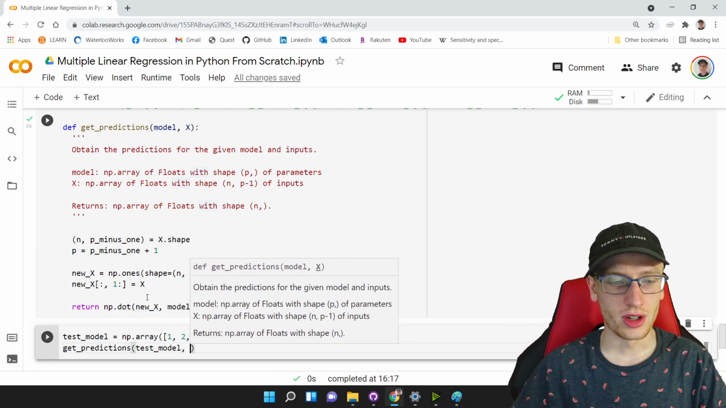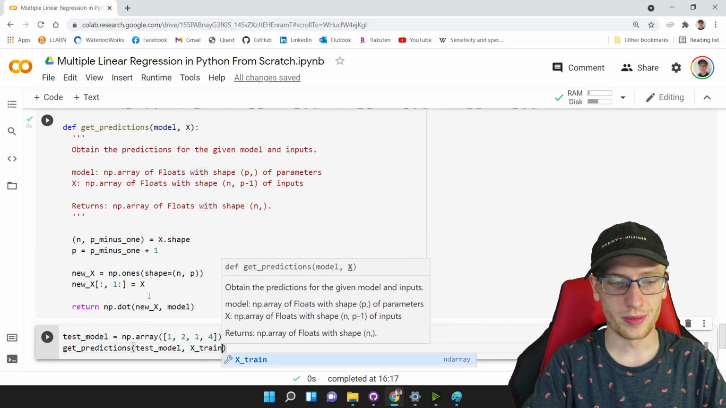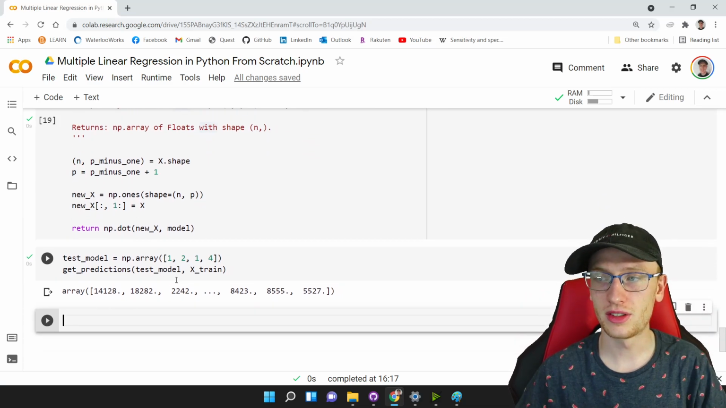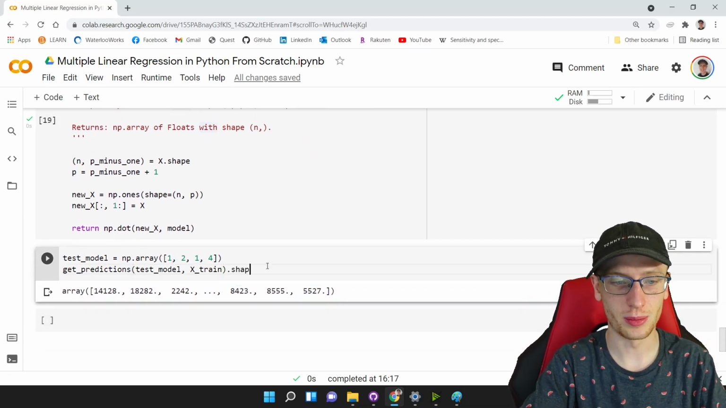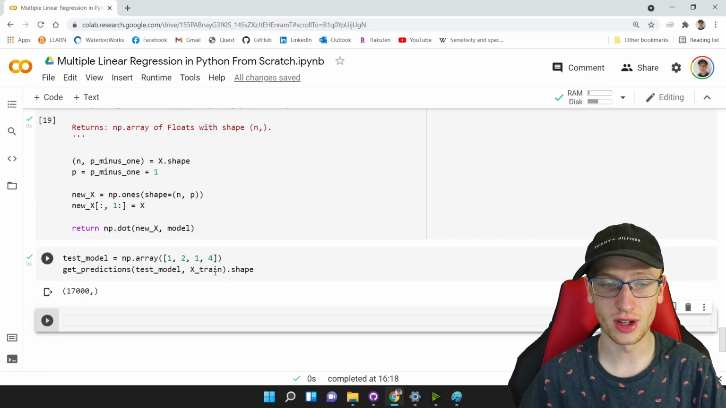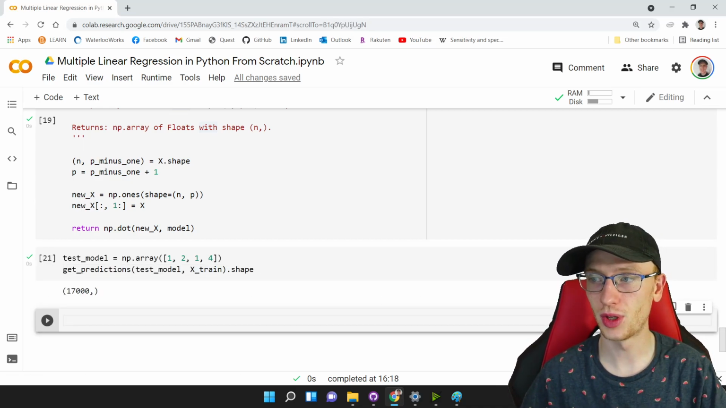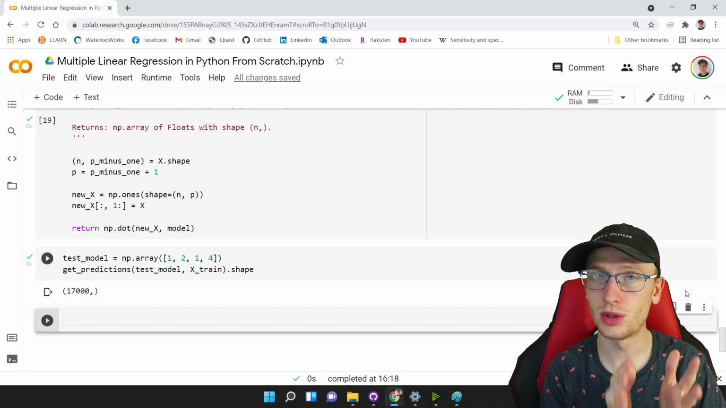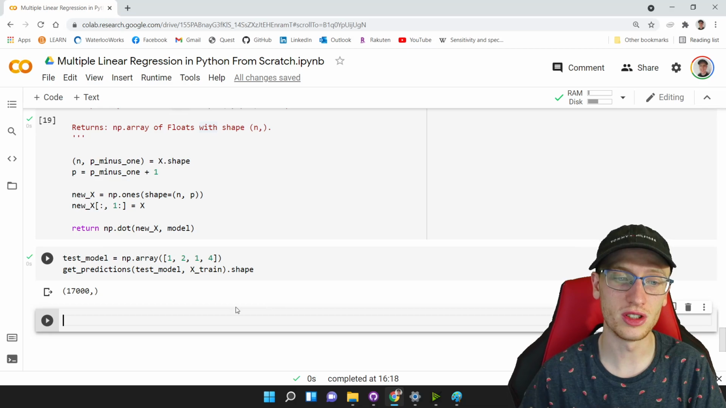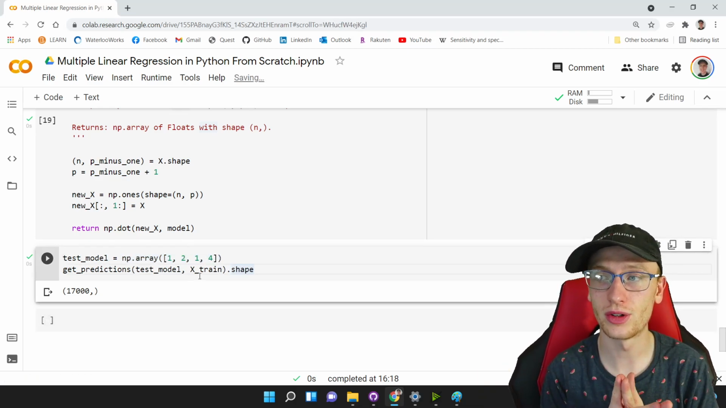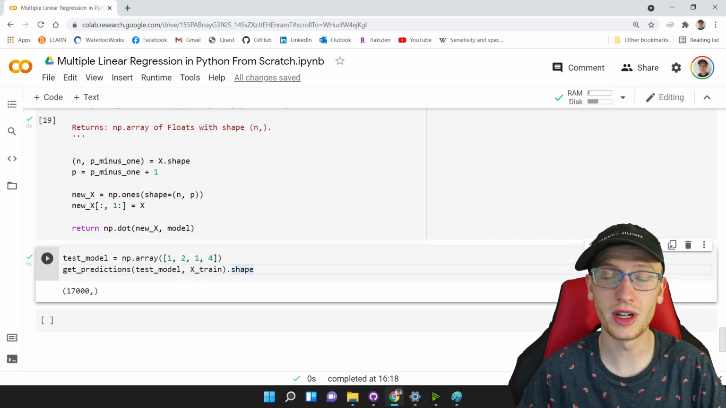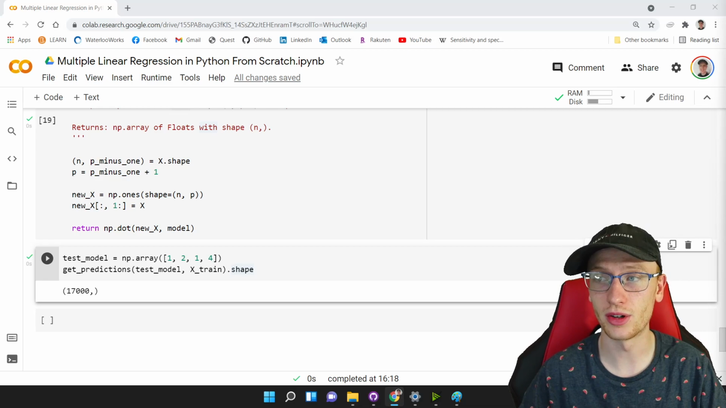And then we give it our input matrix, which is xtrain. And that makes a series of predictions with a shape of 17,000 comma, so n rows. Hopefully that makes sense. What this does is produce predictions for a given model. We just chose this model; it's an arbitrary choice. It's not necessarily the best model, but it's an okay model. Or actually, no, it might not be okay at all. It's basically just a model.